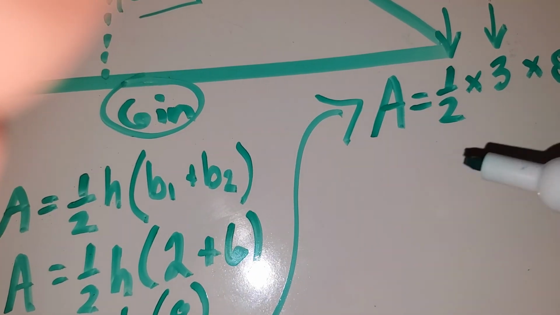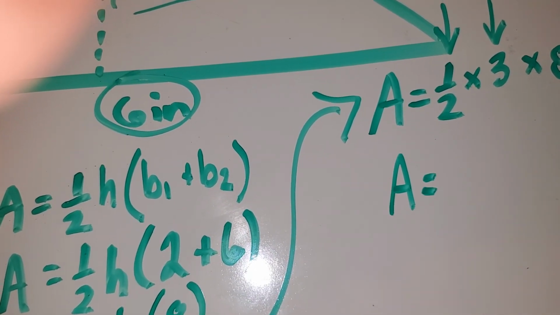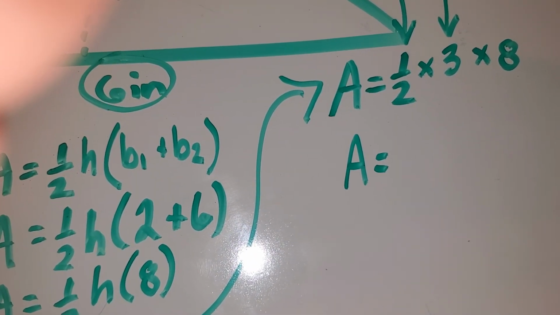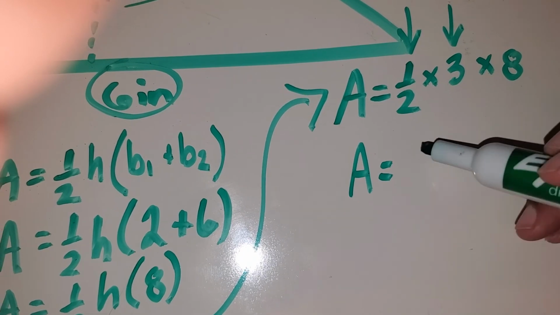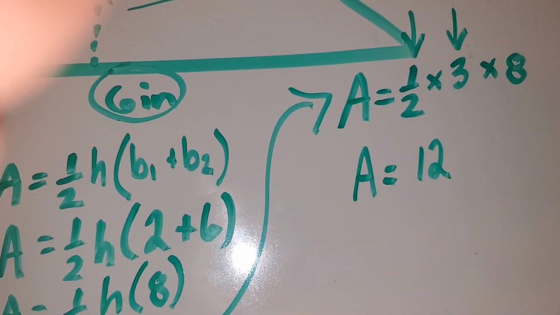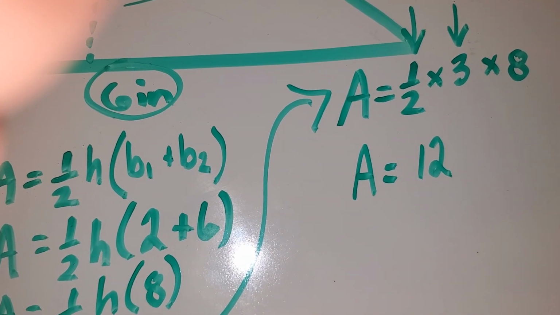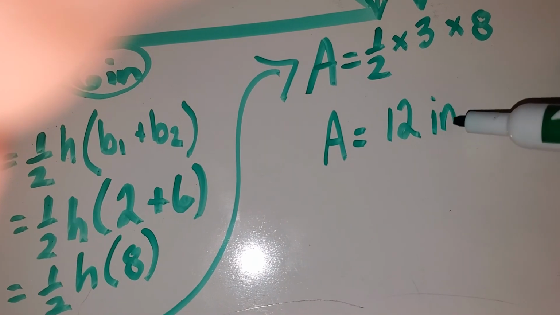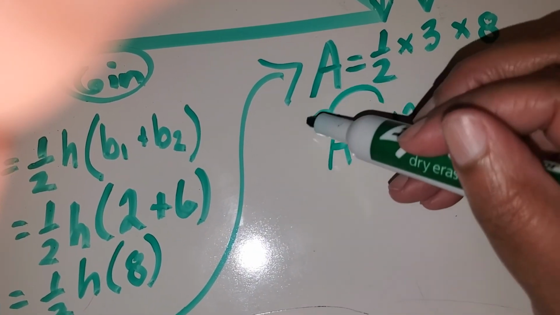Okay? You can do that math, mental math, or use a calculator. I'm going to do mental math really quickly, and I'm going to come up with 12. And don't forget our units, inches squared, because we're talking about area.